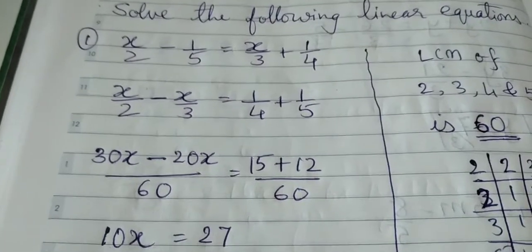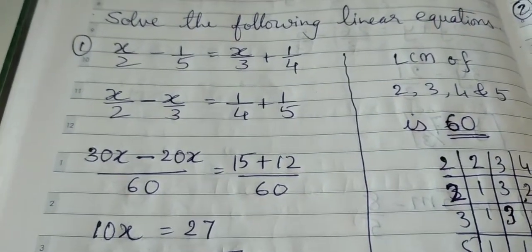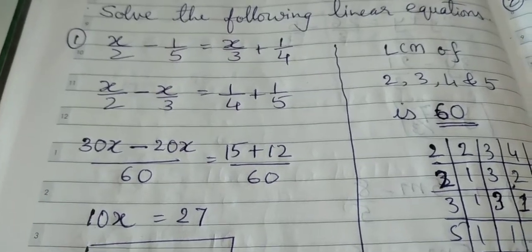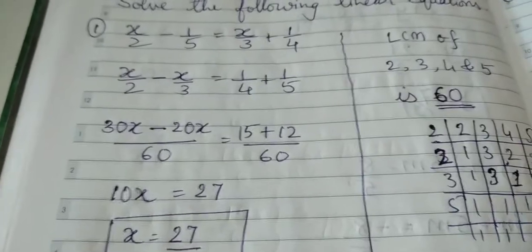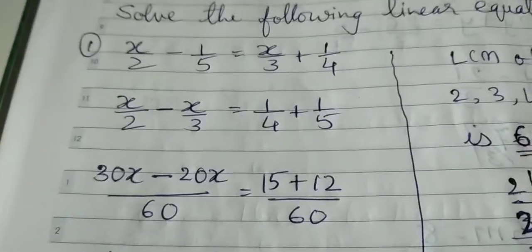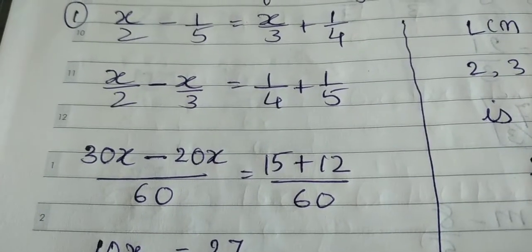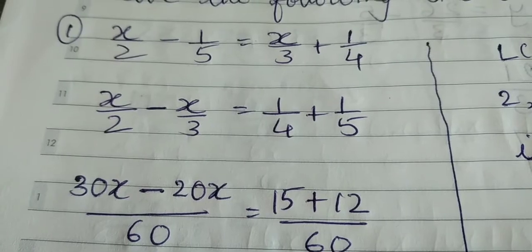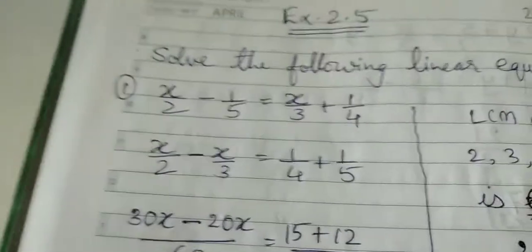calculations are very simple. Looking at the sums, you might feel that these are Draculas or demons, but no, they are very easy. The only thing is that you should know how to find the LCM of the denominators and make the denominators alike. Okay, so let's begin.